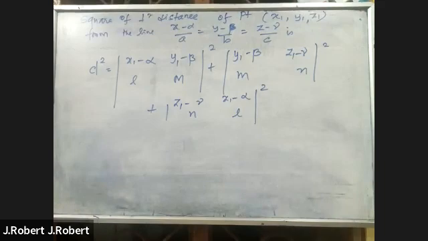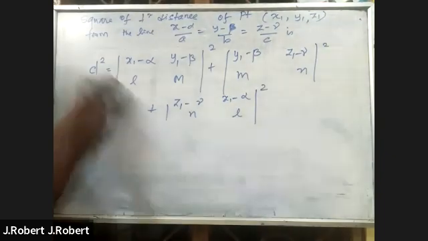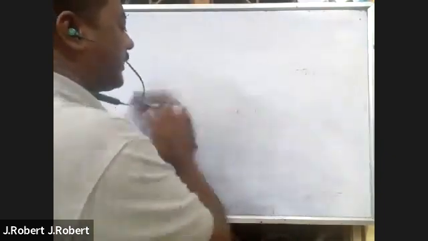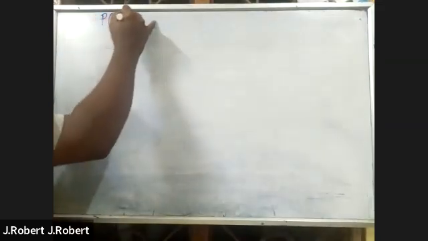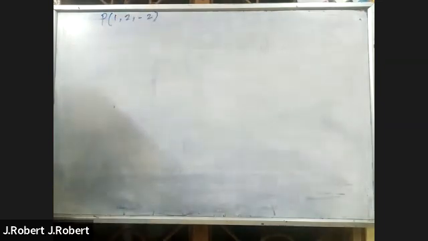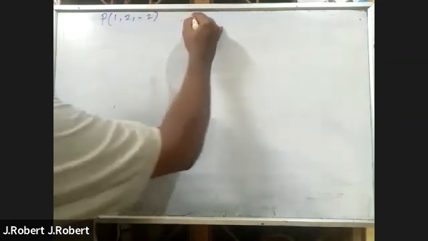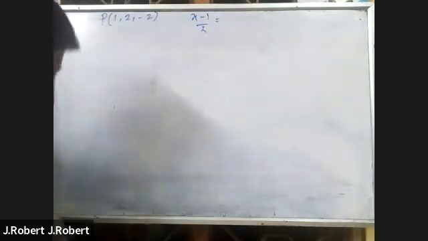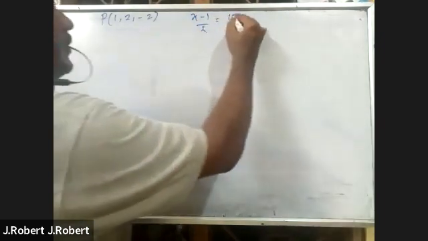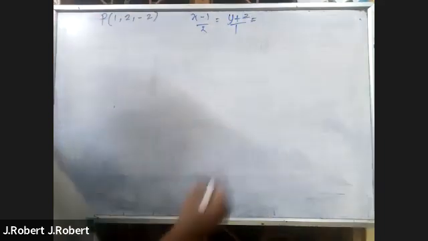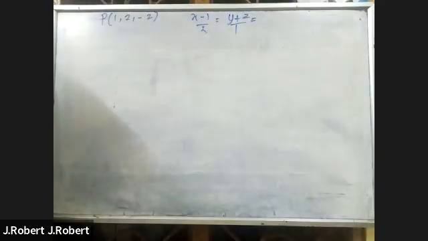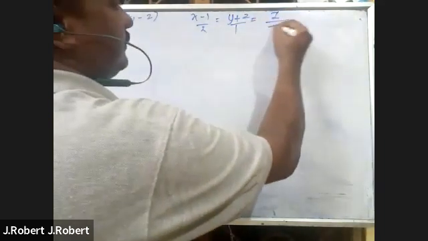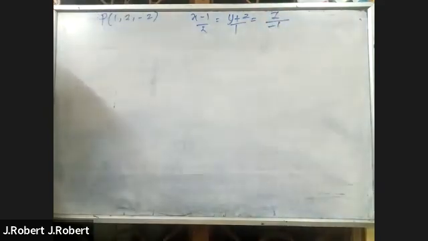Find the distance of the point P of 1, 2, minus 2 from the line (x minus 1) by 2 is equal to (y plus 2) by 1 is equal to z divided by minus 1.